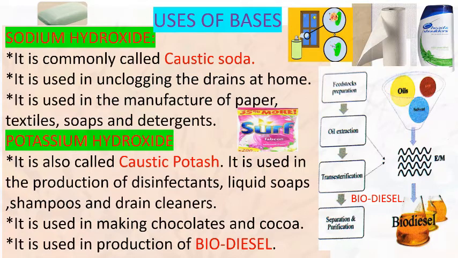Second very important base is potassium hydroxide, which is commonly known as caustic potash. It is used in production of disinfectants, liquid soaps, shampoos and drain cleaners. Potassium hydroxide is used in processing of chocolates and cocoa, soft drinks and in the thickening of ice cream. It is also used in the production of biodiesel. What is biodiesel? Biodiesel is a fuel usually derived from vegetable sources such as soybean oil.